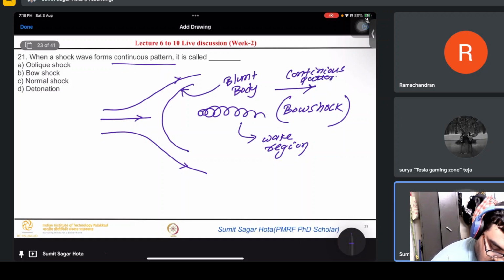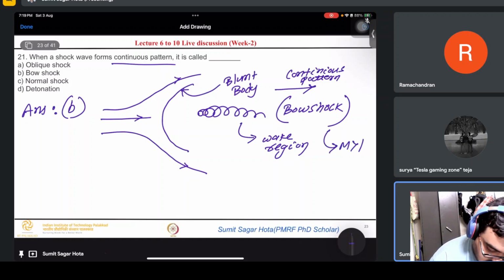It can be uniform or non-uniform, but this is a continuous form. It depends on the type of flow. So actually the answer will be B. Obviously, you know very well, Mach waves will always form for a Mach number greater than 1.